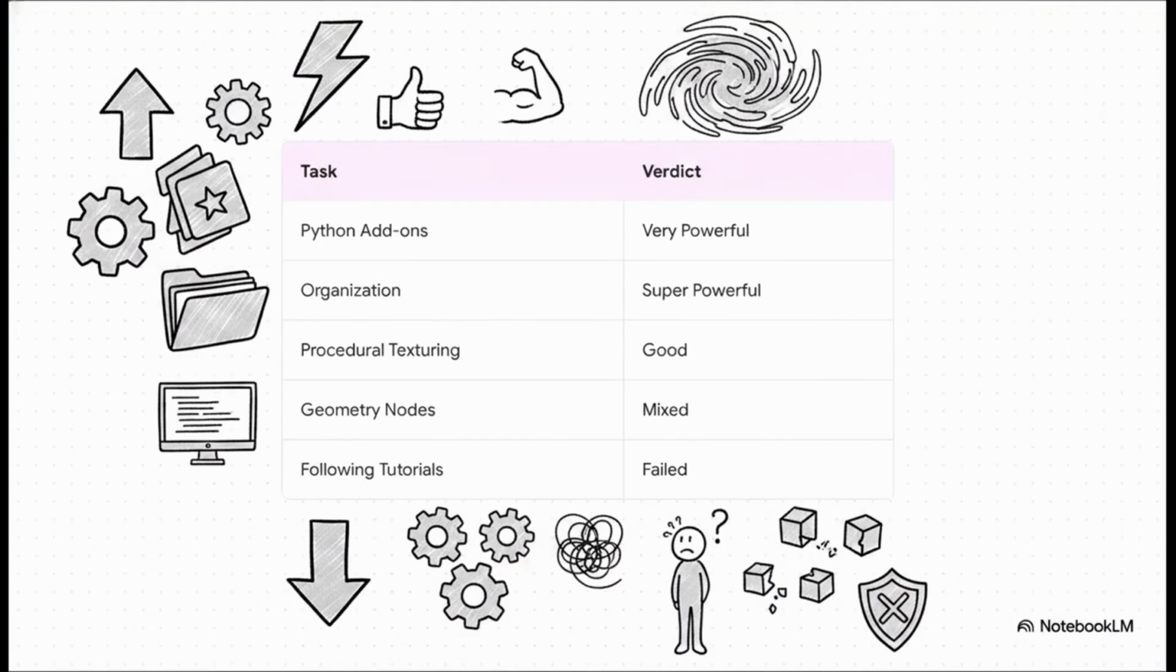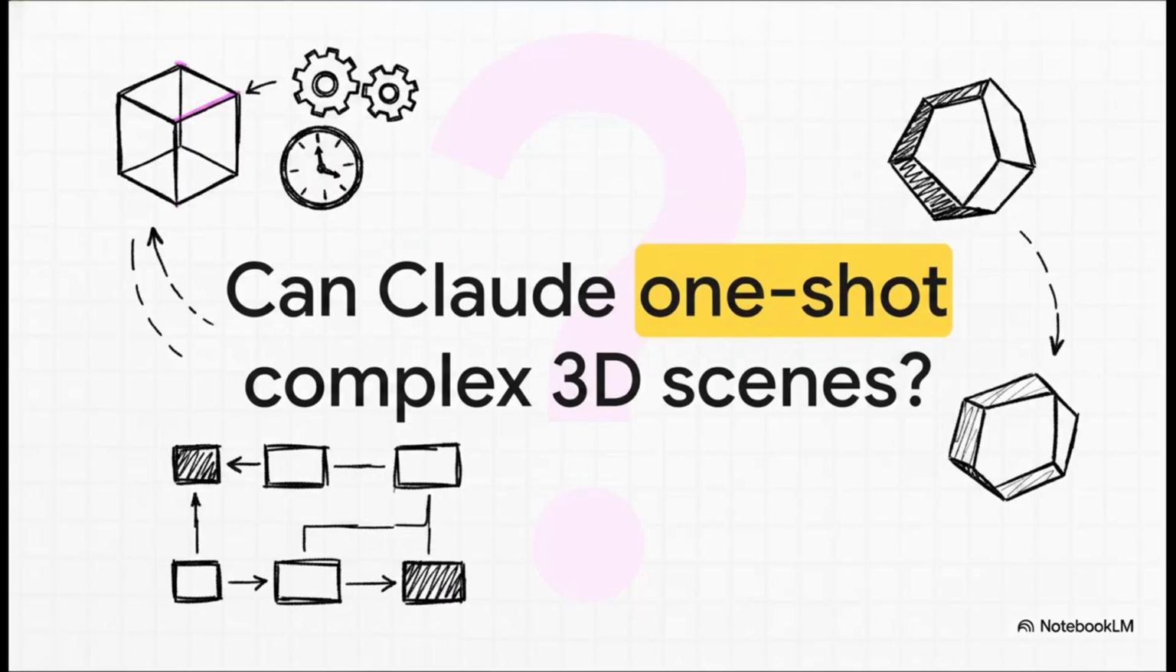Looking at this final audit matrix, the reality is crystal clear. For coding custom Python scripts and building UI buttons, Claude is an absolute powerhouse. Organizing those messy files, super powerful. Procedural text strings is decent, but right now it objectively fails at executing complex modeling tutorials or mathematically nuanced geometry nodes. So, the big question of the day, can Claude just one-shot an entire complex 3D scene? The answer is a definitive no. It simply cannot replace a skilled 3D artist when it comes to detailed structural modeling, precise animation timing, or complex node math. At least, not yet.